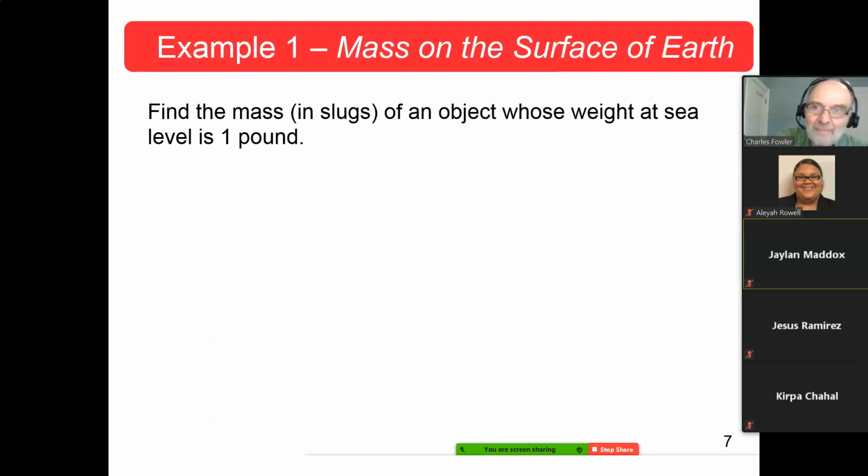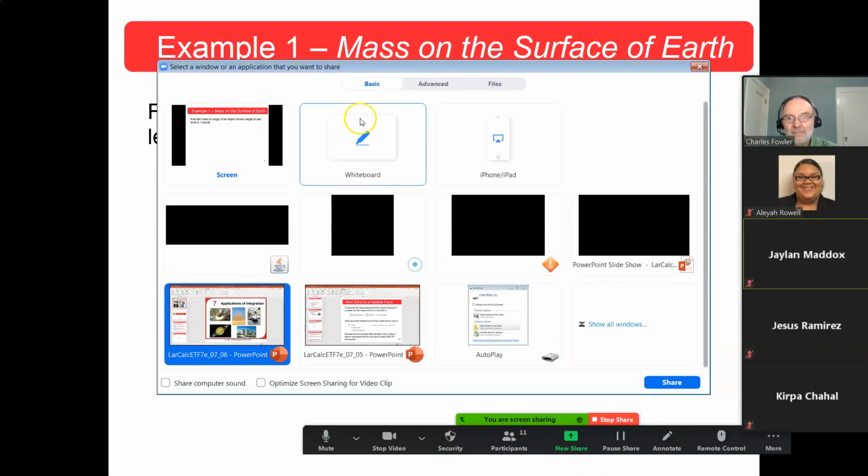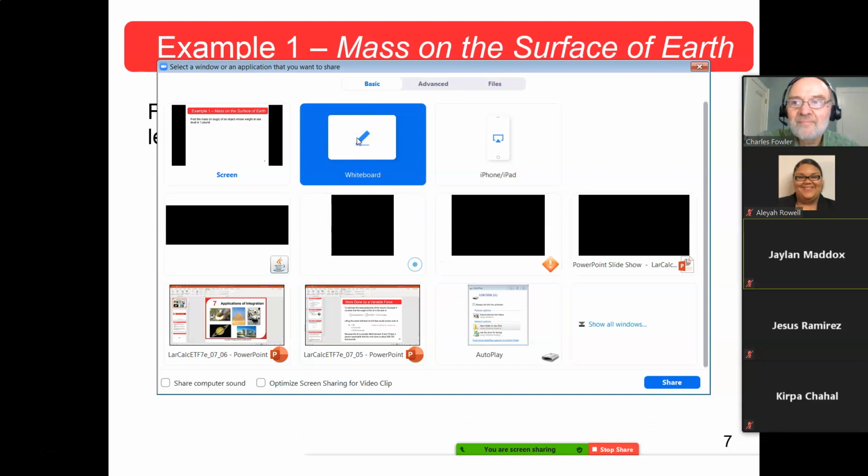So here's example 1, no calculus involved. Find the mass in slugs, why would anyone do that, of an object whose weight at sea level is 1 pound. Well, let's go to our whiteboard and do that.